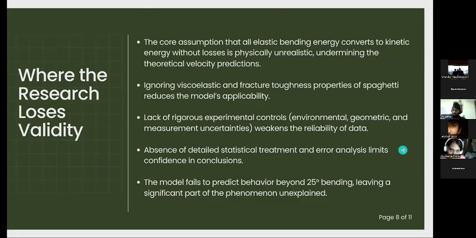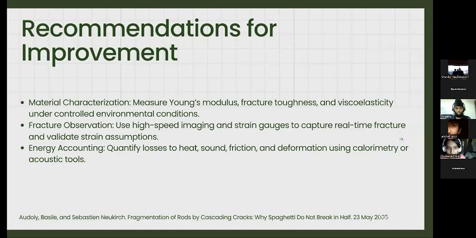The research loses its validity when the reporter assumes that all elastic bending energy converts into kinetic energy without losses, which is completely unrealistic, undermining the theoretical velocity predictions. The reporter ignores viscoelasticity and fracture toughness. There is a complete lack of rigorous experimental controls, environmental, geometric, and measurement uncertainties, which weakens the reliability of the data. The absence of detailed statistical treatment and error analysis limits confidence in conclusions. And lastly, the model fails to predict behavior beyond 25 degrees bending quantitatively, leaving a significant part of the phenomenon unexplained as well.